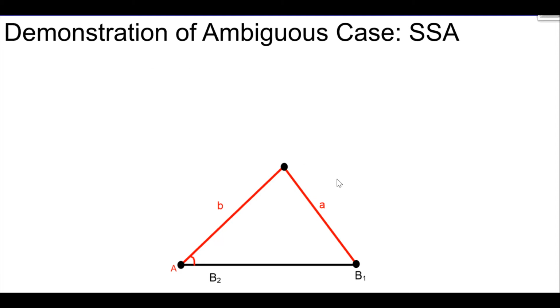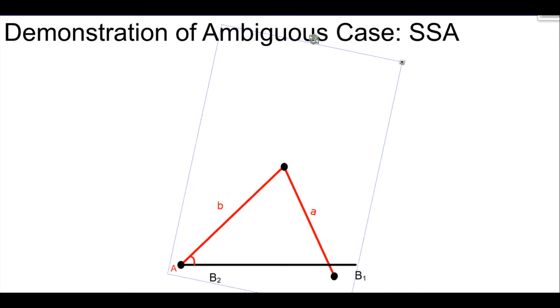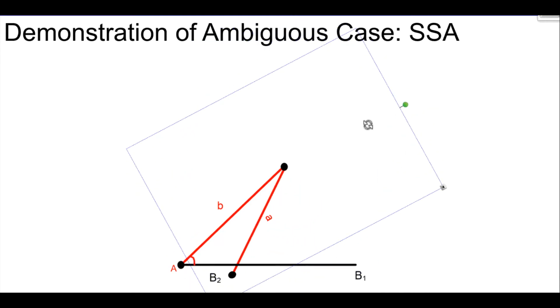And so here you can see I've drawn a triangle, and I tried to mark in red the pieces that were given. So let's say we know this angle A, and we know this side B, and this side A of a triangle. Here's why this is ambiguous. If I have an angle here, and a side here, and a side here, notice what happens if I rotate this around.